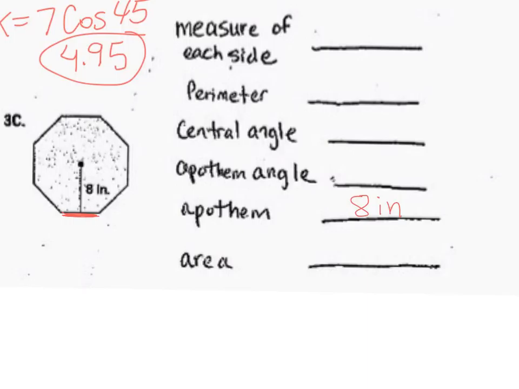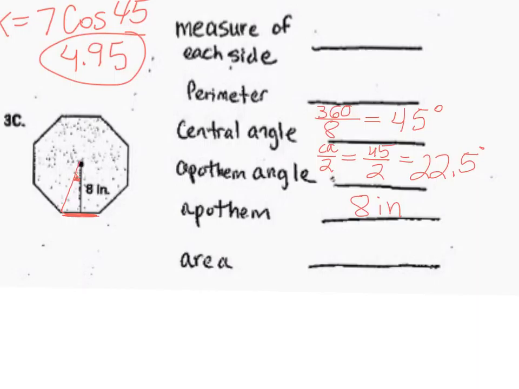Central angle. How would you get the central angle? 360 divided by the number of sides, which is 8, and that equals 45 degrees. Perfect. What about the apothem angle? Which is this angle. That is the central angle divided by 2, which is 45 divided by 2, and that is 22.5. Perfect. Okay, so then that angle is 22.5, this angle here.